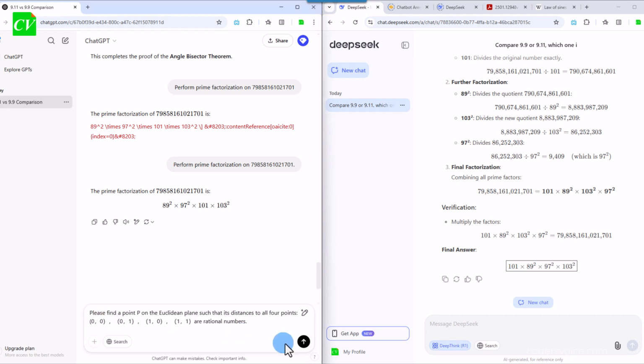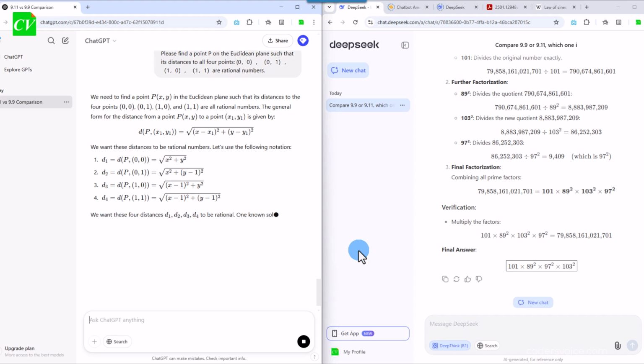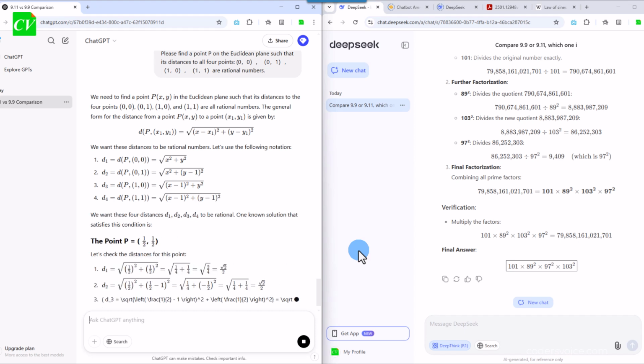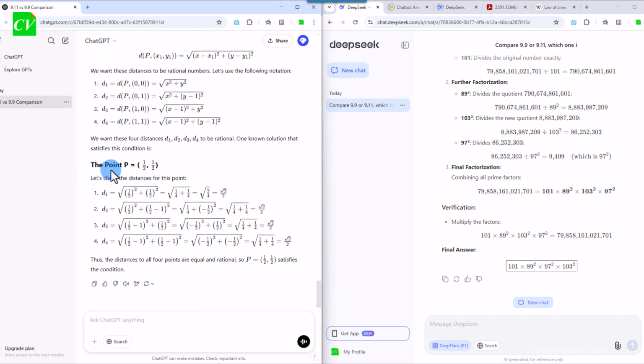Okay, I'll copy this question to ChatGPT first. Now, ChatGPT says that a point does satisfy the condition. This is obviously wrong. Why is it wrong? Because, for example, for this distance d1, we know that the square root of 2 is an irrational number. It's not a rational number. So this distance is irrational, irrational, irrational. So obviously this is wrong. ChatGPT gives the wrong answer.